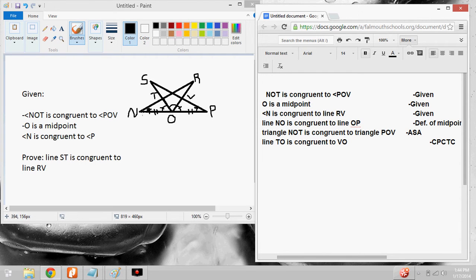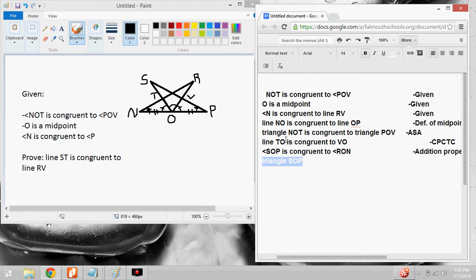And since the other angles, NOT and POV, are congruent, if we add this shared angle to them, the results have to be congruent. Because if you add a shared angle to 2 already congruent angles, then the final angles have to be congruent. So that's our next step.